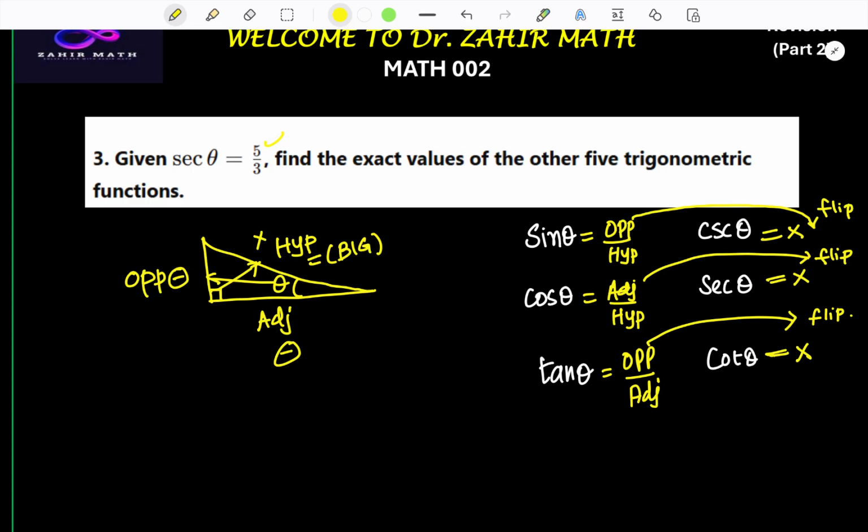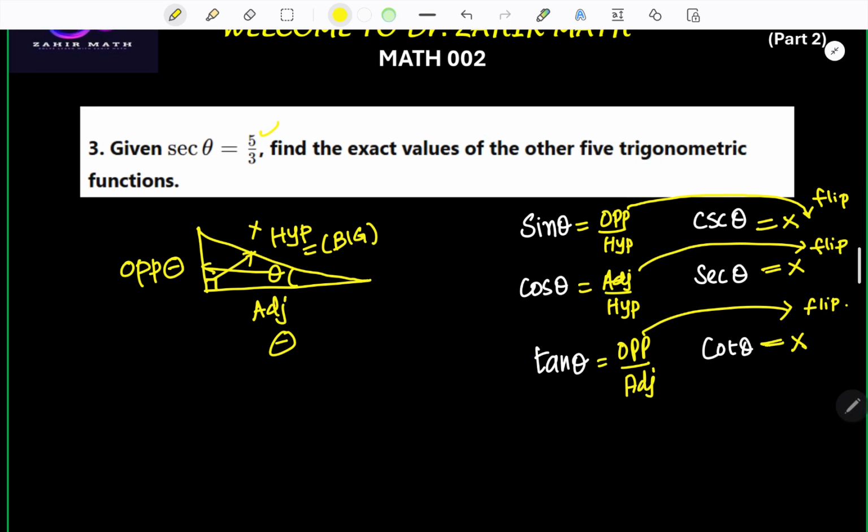Now, what is given in the question? In the question, it is given secant theta is equal to 5 by 3. Okay. And they are asking for the 5 trigonometric ratios. Total how many are there? You check: 1, 2, 3, 4, 5, 6. 6 are there. This is already given. So you need to find the remaining 5.